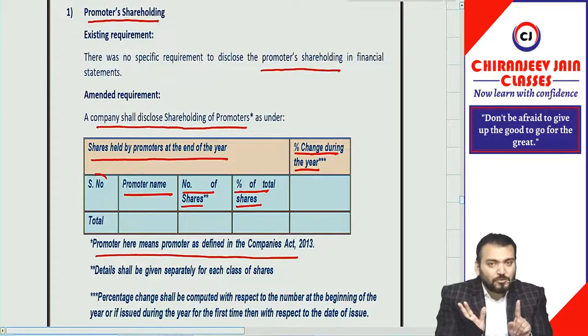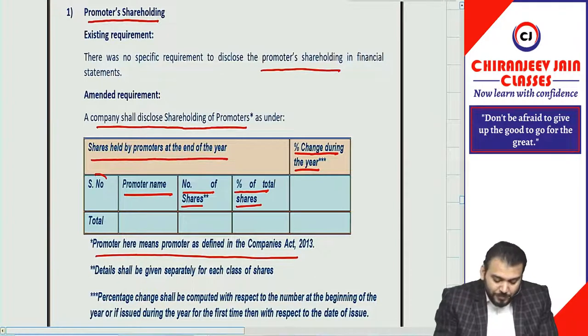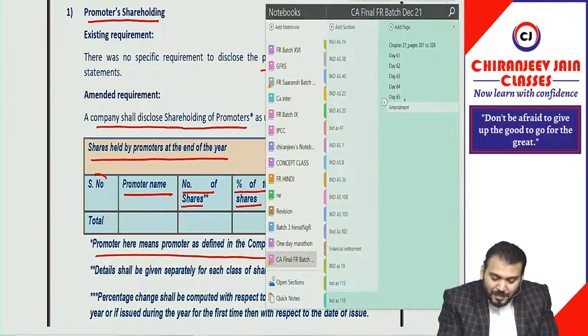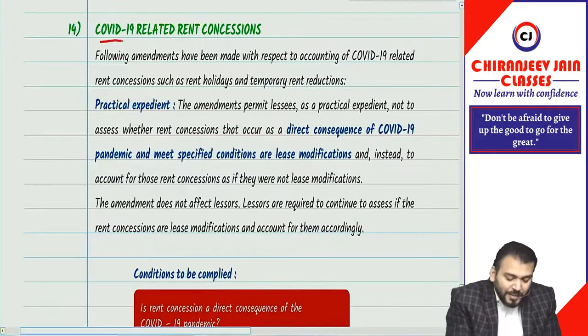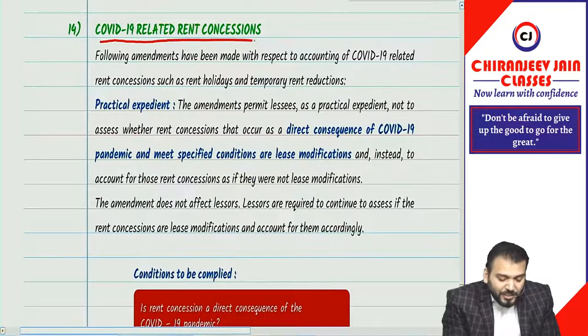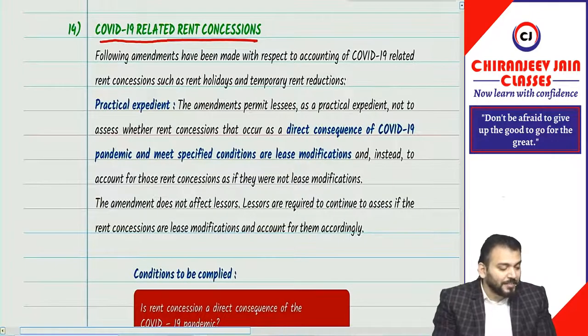So as per the May 2022 exam, chapter number 1, the conceptual framework, is totally revised. A video has already been given on that. Schedule 3 Division 2 is already discussed. There is one more amendment which is important from the examination point of view. The amendment is related to COVID-19 related rent concession. Correct.